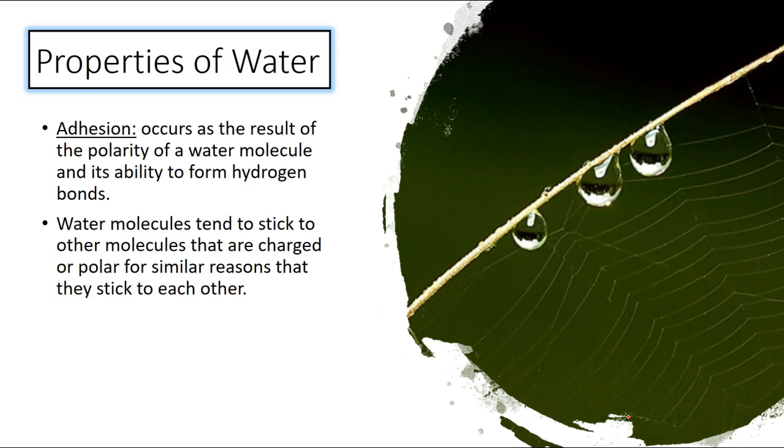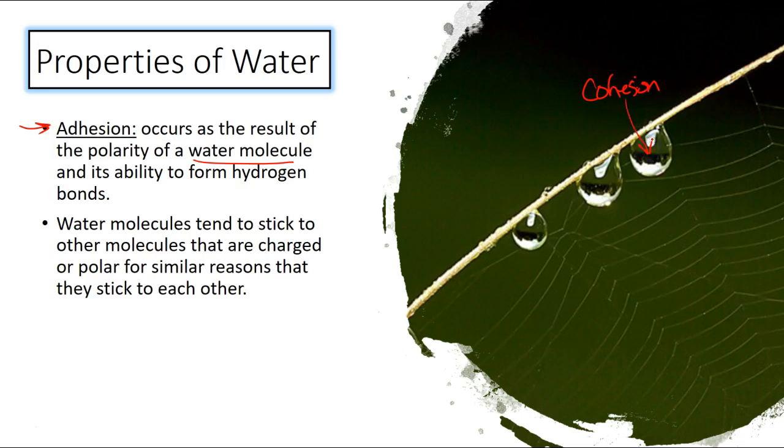Okay, adhesion. Adhesion is another property of water, but adhesion is different than cohesion. Cohesion, remember, is water molecules sticking to water molecules. Adhesion occurs when water molecules stick to or form a hydrogen bond with something that is non-water. In this case, the water molecules are sticking to each other. That's cohesion. Okay, so cohesion and adhesion go hand in hand.